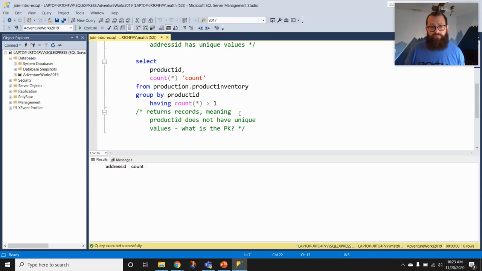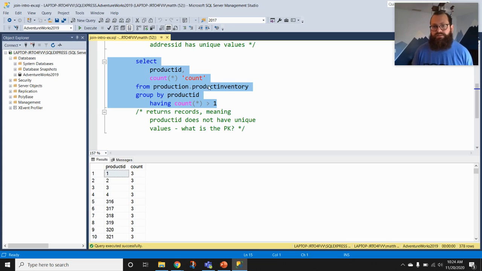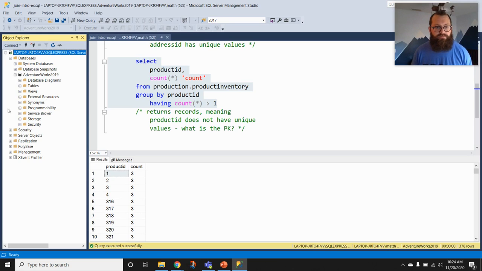When we go over here to this other query, where we're counting records for distinct values of product ID in the product inventory table, you can see that we get quite a few values of product ID that have more than one record in the table source. So the question is, what is the primary key for that table? It turns out it's a combination of fields.